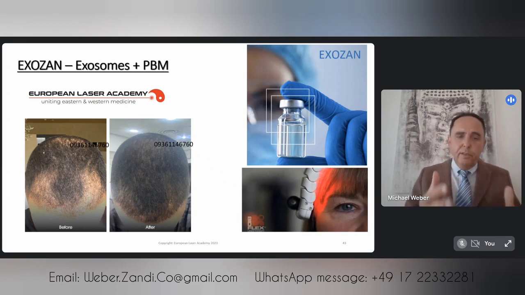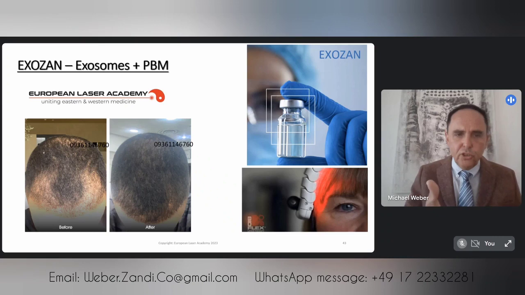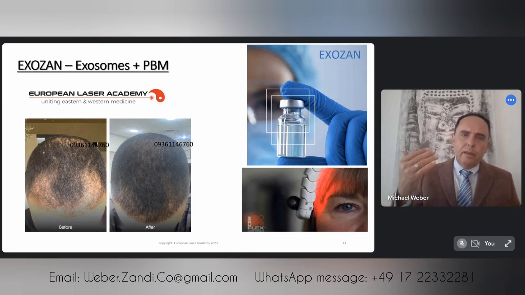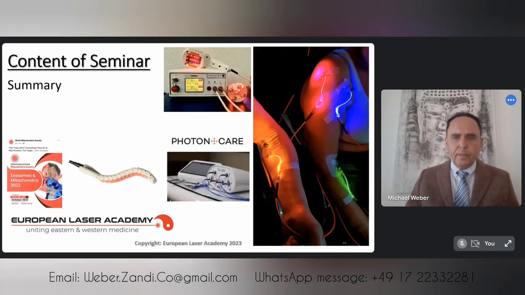But in severe situations, high grade of balding in the front and in the occiput region, then you have to go for more intensive method. You have to inject high quality exosomes and do transdermal irradiation. Once again, with a good coupling as shown here in the pictures.